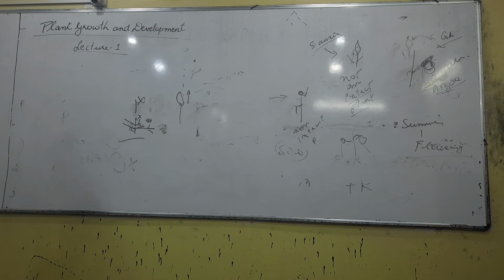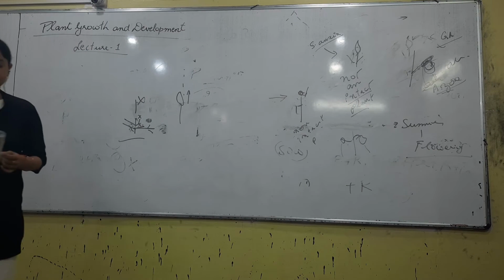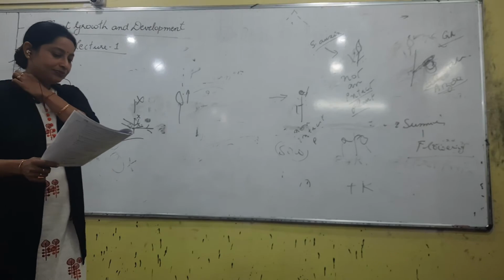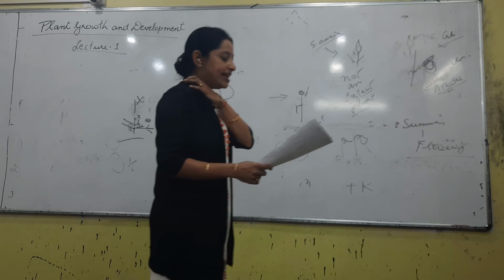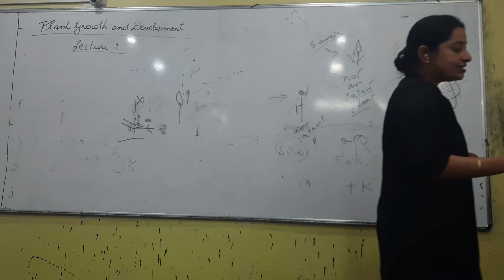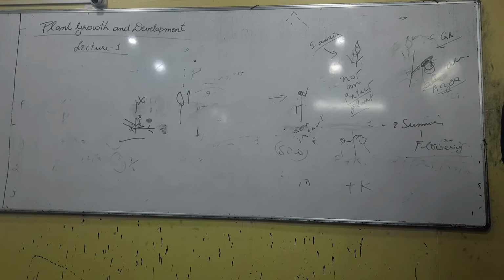Is point number 7 understood? Understood now? Auxin delays the abscission of young leaves and fruits and promotes the abscission of mature leaves.